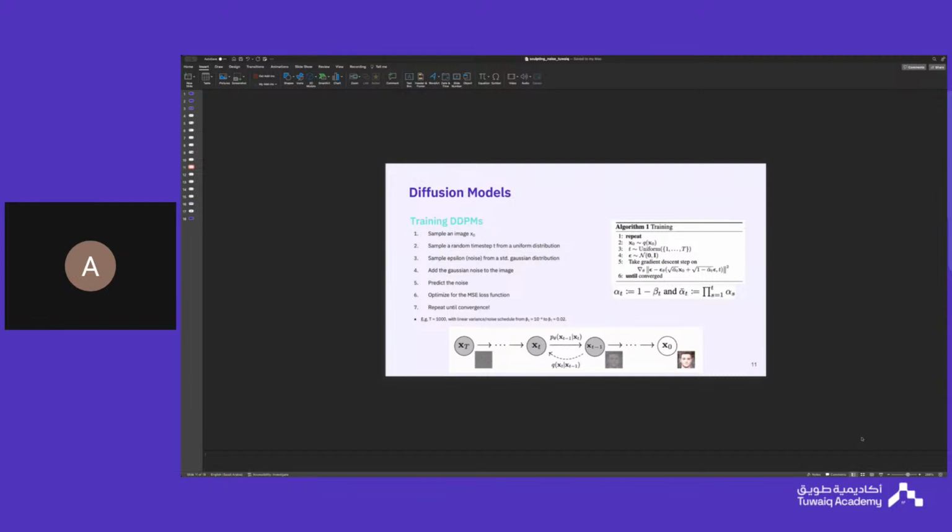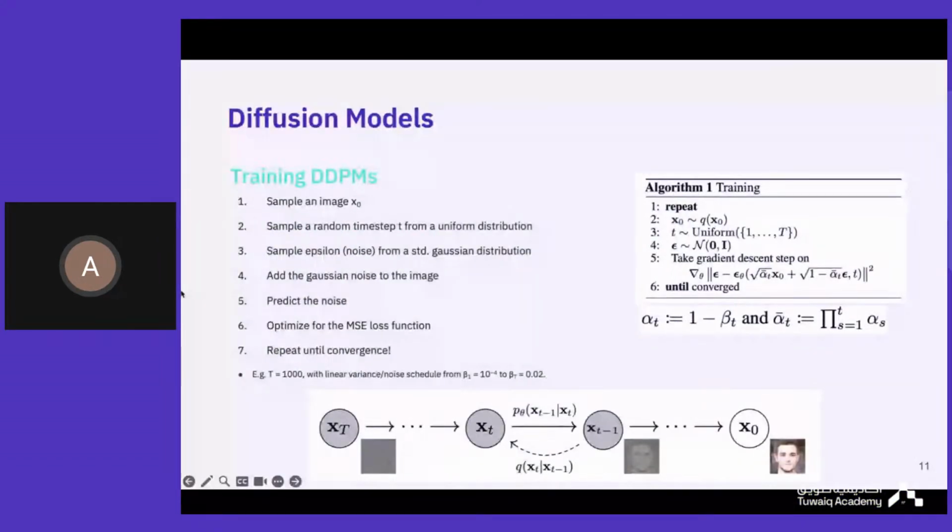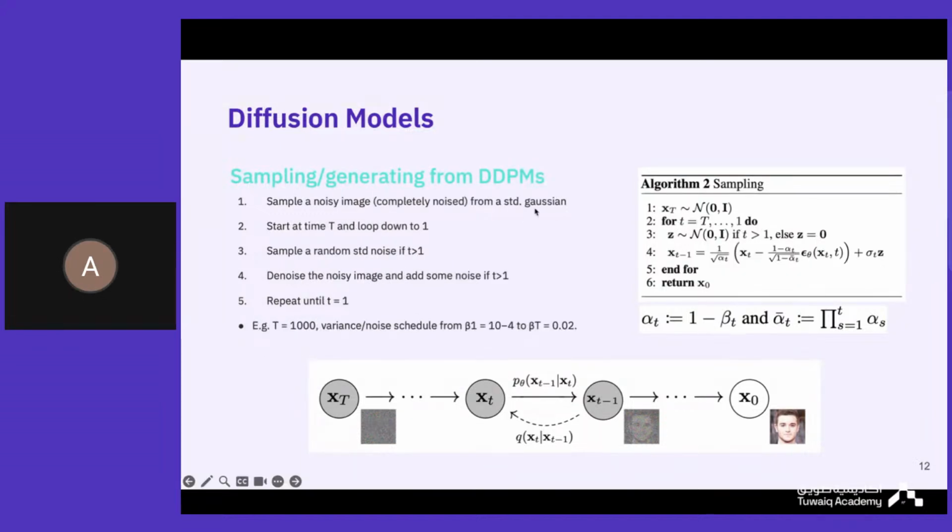Okay, let us continue. So we learned how we train the DDPM through the forward noising process. But once we train the neural network, how do we generate images from this trained model? It's actually the same process. Since we start from the last time step, we always want to generate from complete noise. We don't have the image. So we will start by sampling a completely noisy image from a standard Gaussian distribution.